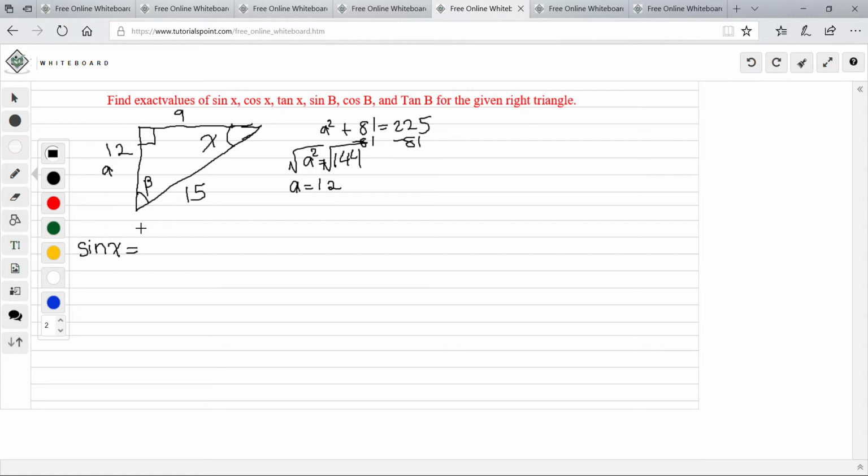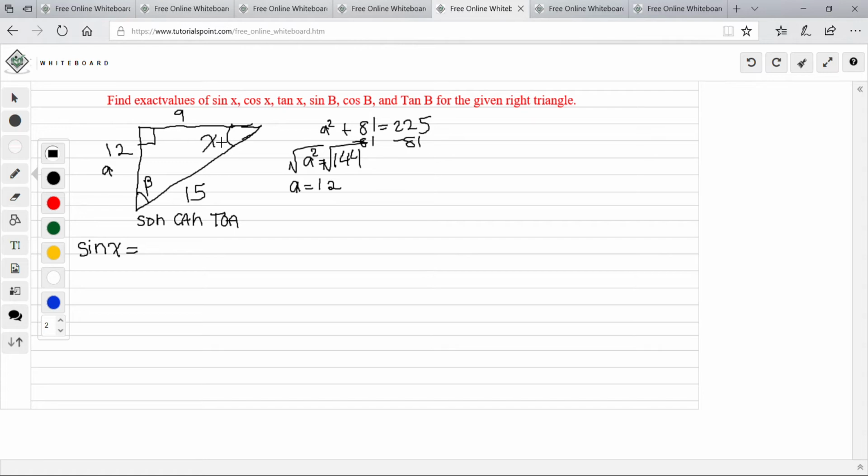For this problem, I will use SOHCAHTOA. It's really important that you label this alpha and beta because it can get confusing. So know where alpha is and know where beta is on the triangle. So sine of alpha is here, sine. So we've got to find the opposite over hypotenuse.